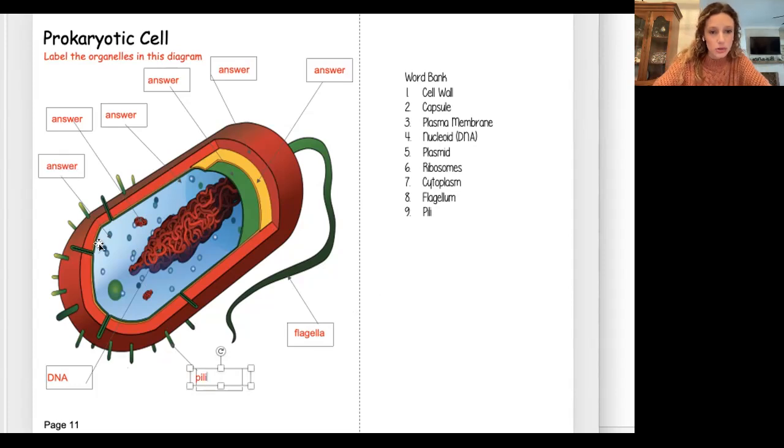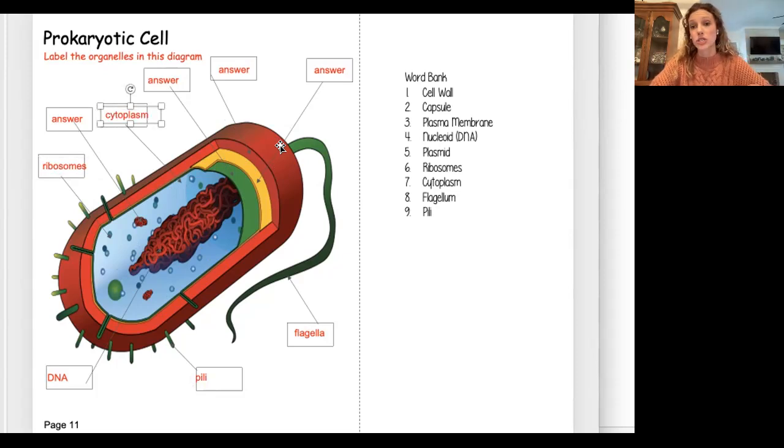These little blue dots on the inside are ribosomes. We'll get into the specific function of ribosomes tomorrow, but both prokaryotic and eukaryotic cells do have them. The jelly-like fluid that fills the cell is this blue material that probably didn't print out very well on your paper copy, but it's basically all of the area inside the cell. That is the cytoplasm.